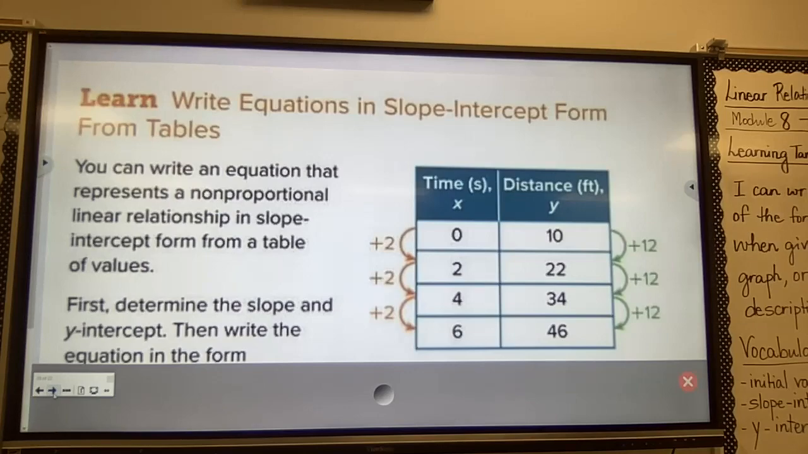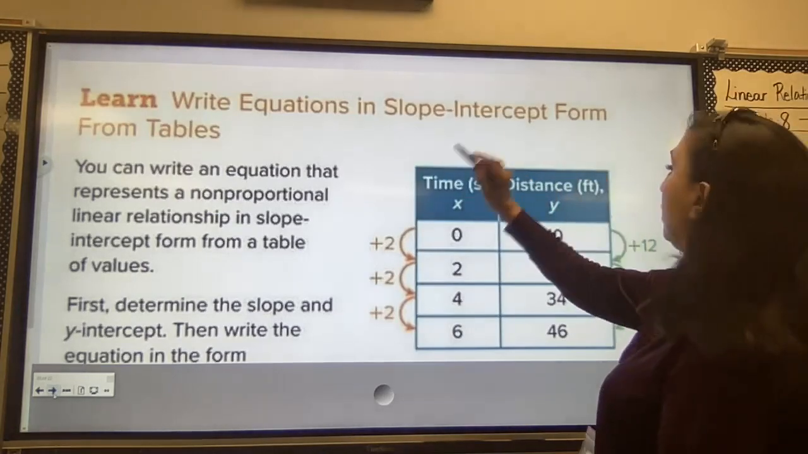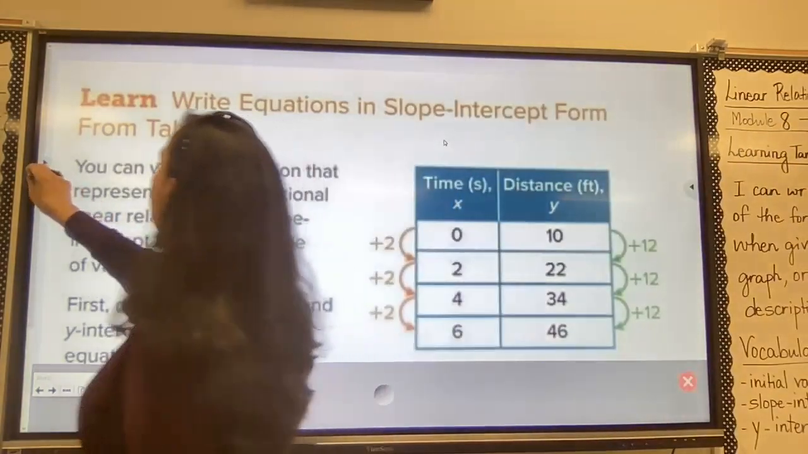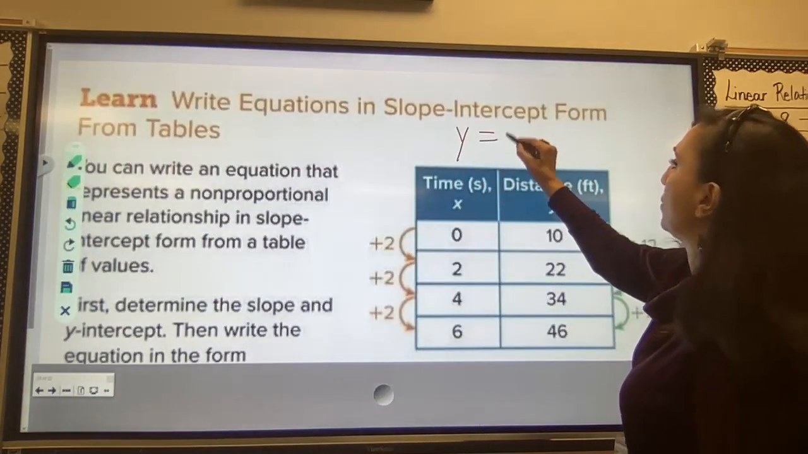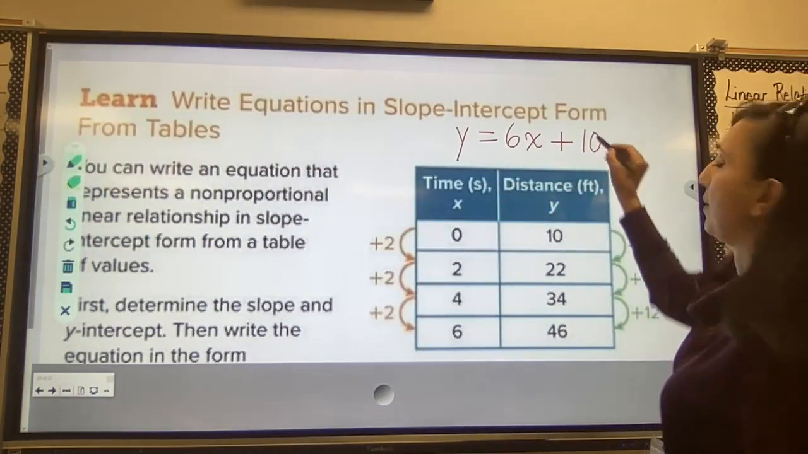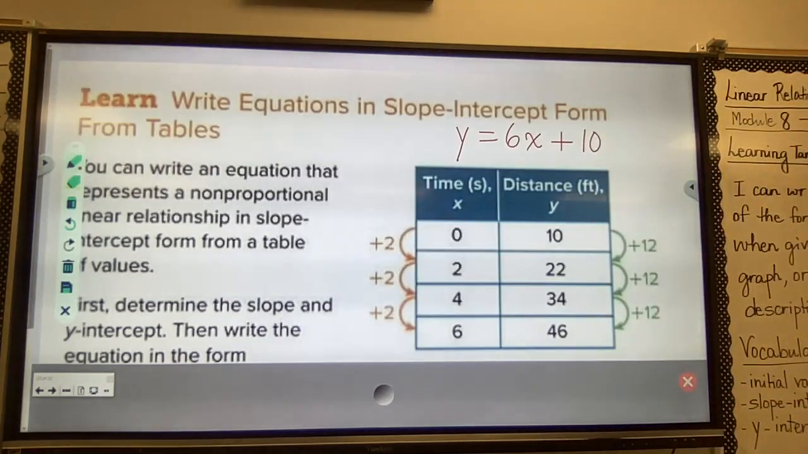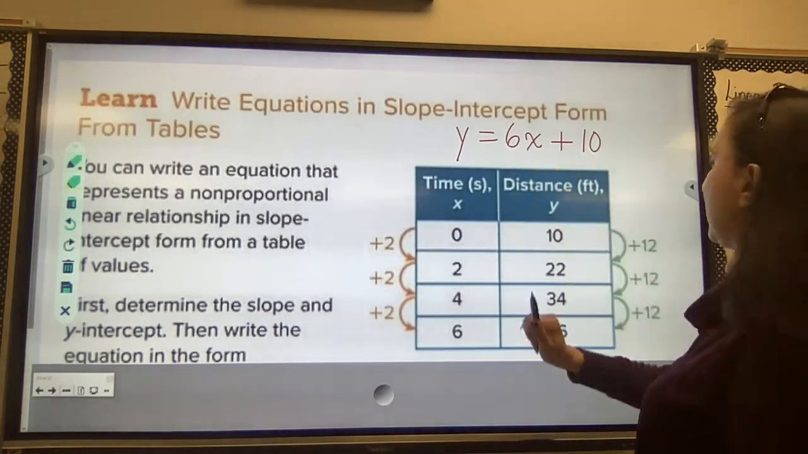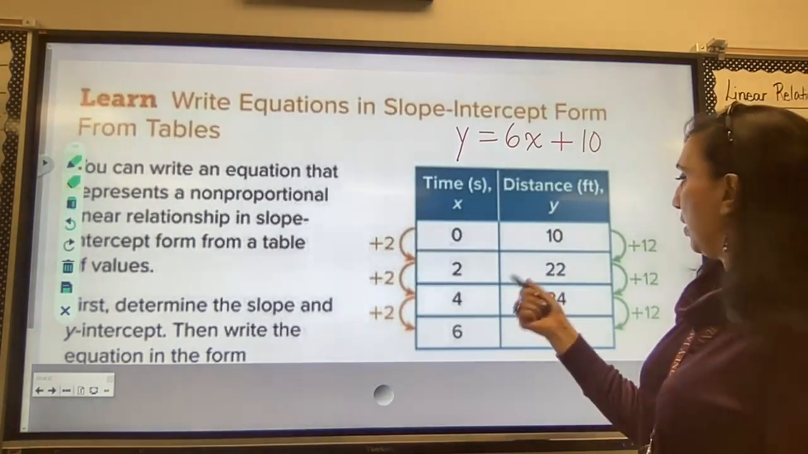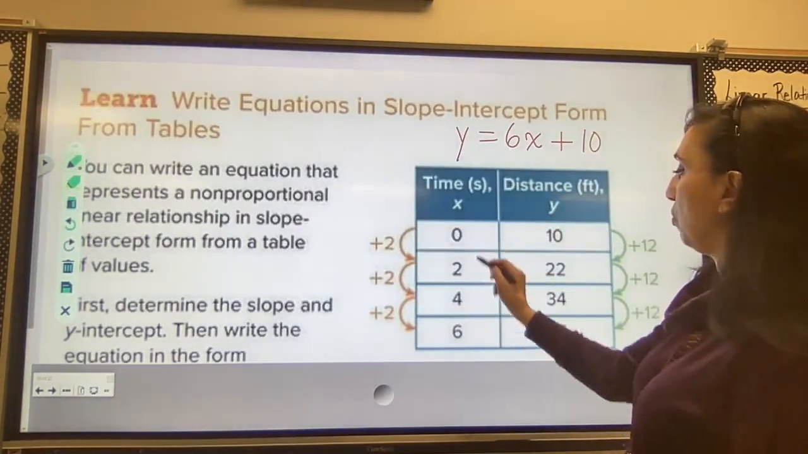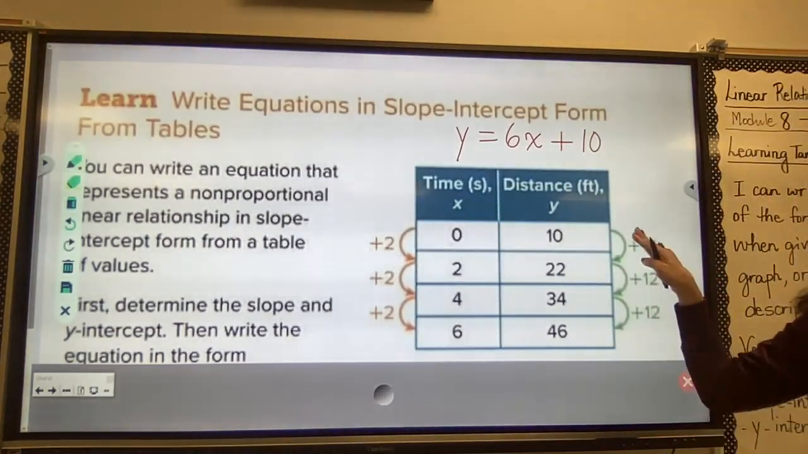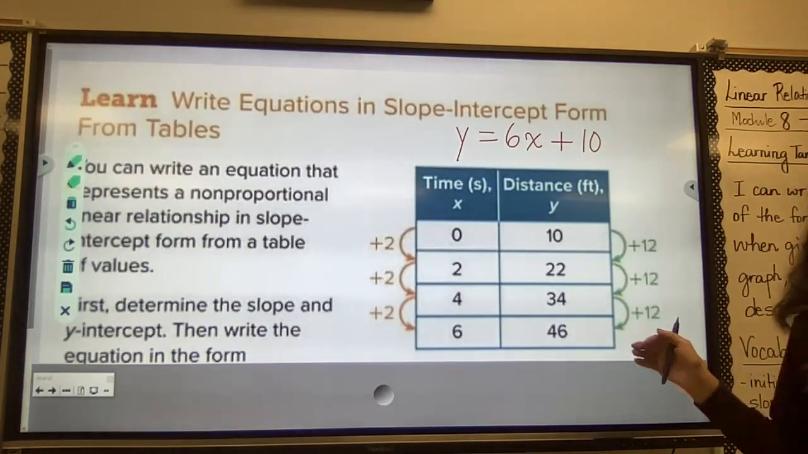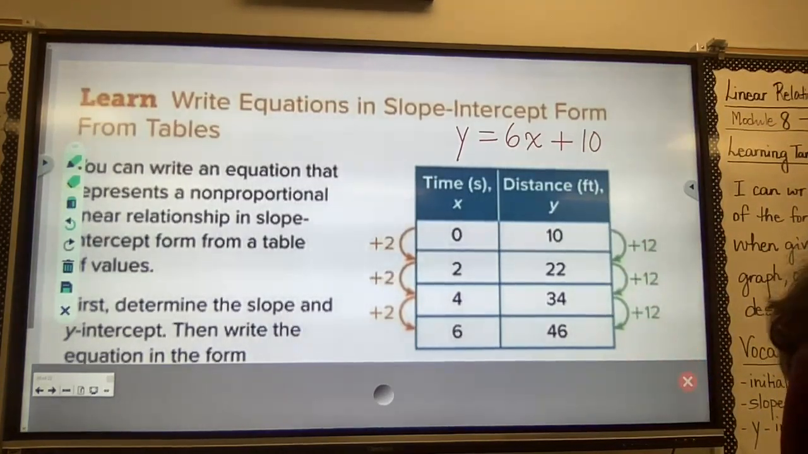So if I'm looking at this, it is going to be y is equal to 6x plus 10, and that would have been my equation. All right, so please remember once again, the reason I'm saying 6 and not 12 is because we're missing the 1, 3, 5. If that is going up by 1, then this would be going up by 6 on this side. So let's do a problem with this.